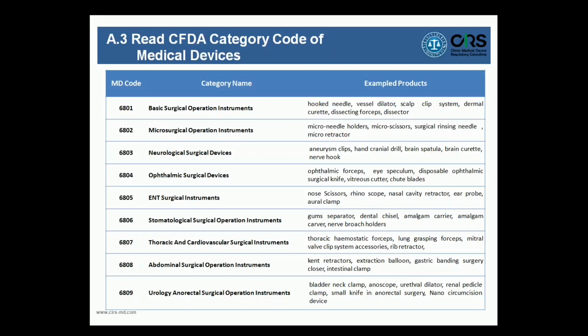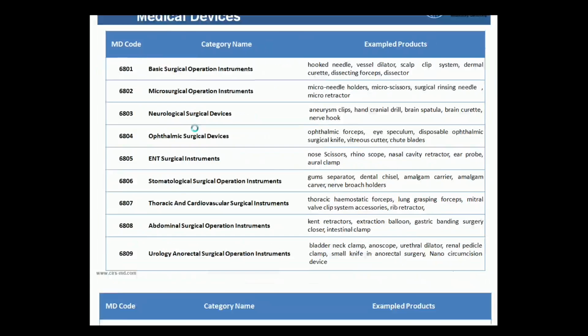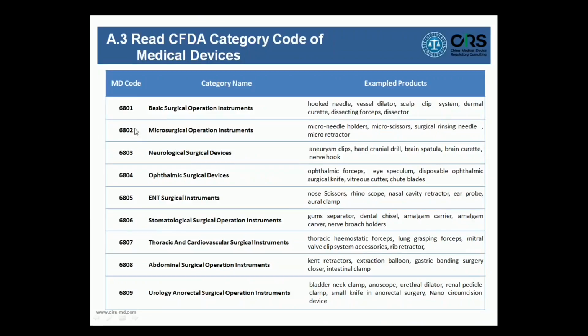Okay, here we will have a very quick look at the category code. And you can also have a quick look at these contents and keep in mind what you want to know. Here we go, 6801 stands for the basic surgical operation instruments, and the exempted products are hooked needles, vasodilator, and scalp clip system, dermal curette.